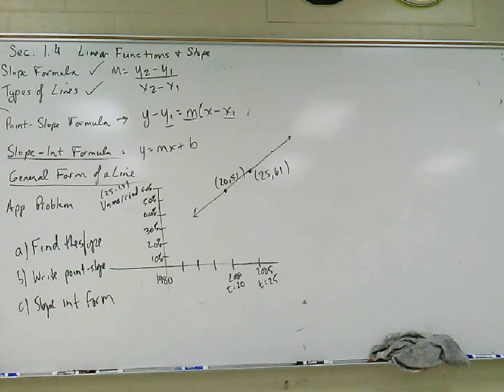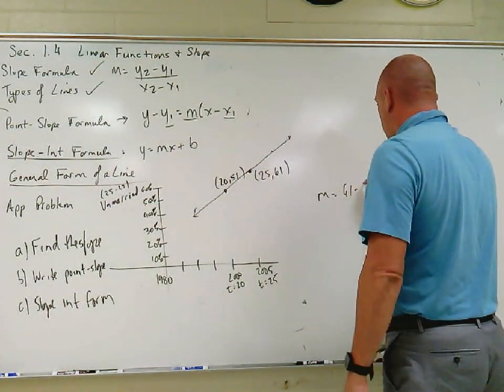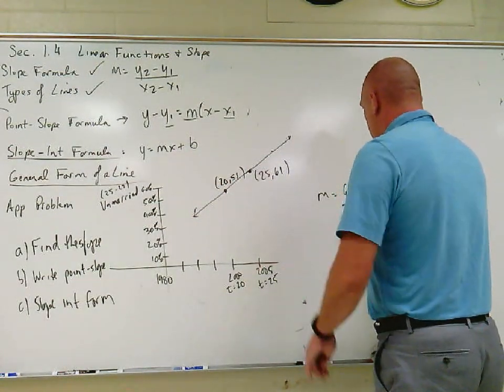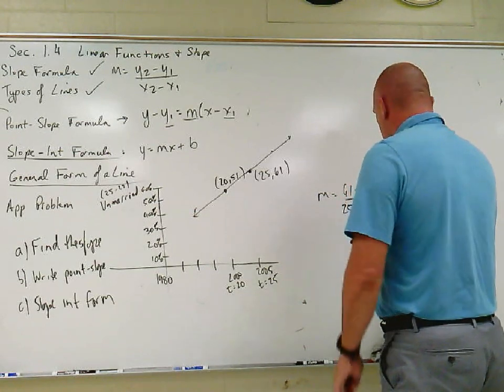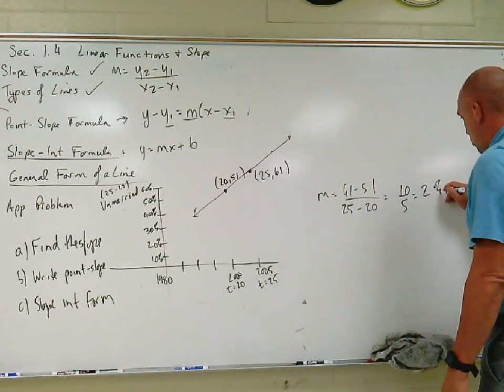Okay, did you guys get the slope? What is it? 2, but technically it's 2% per year. It's good to put the units so that it can kind of make sense for the problem. Because if you look at the units, the y's are percent, 61 minus 51. The x's are the years, 25 and 20. So you got 10 over 5, which is technically 2% per year.